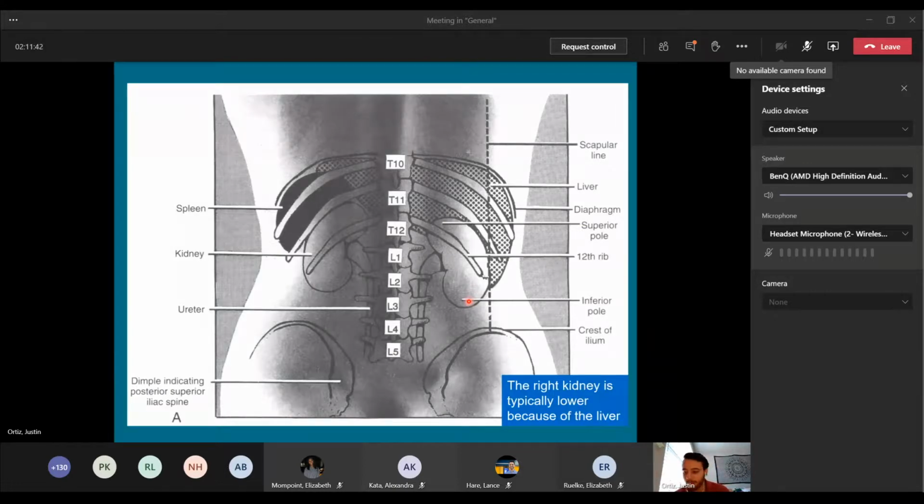Okay, so typically the right kidney is lower. The reason why the right kidney is lower is because of how large the liver is, right? So the liver takes up a very large space, and that's just the reason why the right kidney is usually lower than the left kidney.